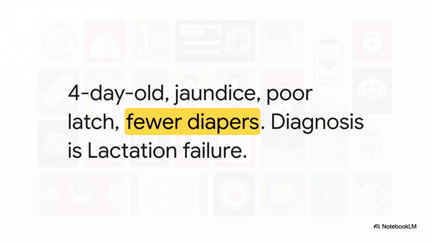Now, a 4-day-old infant has jaundice, fewer wet diapers than expected, and a poor latch. Diagnosis: lactation failure jaundice. Suboptimal feeding and signs of dehydration in the first week of life are your classic identifiers here. Breast milk jaundice, on the other hand, shows up in an infant older than 1 week who is feeding perfectly well, fully hydrated, and gaining weight normally.